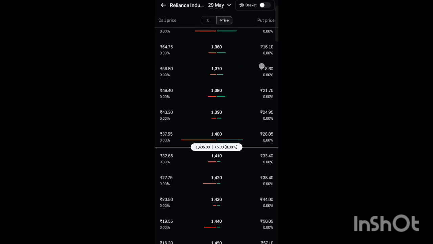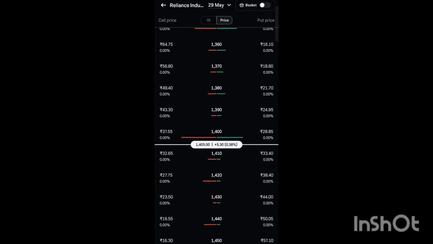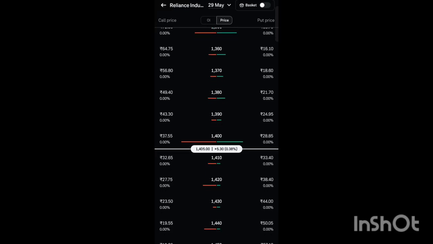So if you can see, when we open an option chain, there are two things on our option chain. On each strike you can see this is OI and this is price. OI denotes open interest. If you look at the option chain, you can watch that clearly. The 1400 call price is 37.55 rupees, and the 1400 put price is 28.85 rupees.